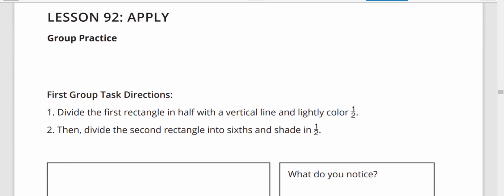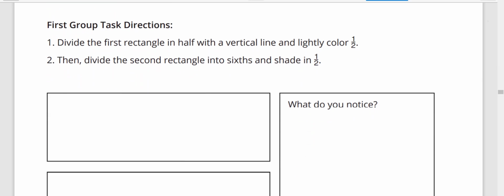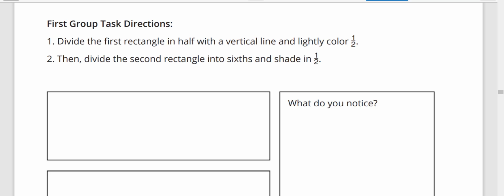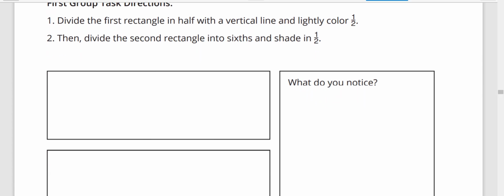Group practice. First group task directions. Number 1, divide the first rectangle in half with a vertical line and lightly color half. Okay, the first rectangle, we divided it into halves. Then color half.